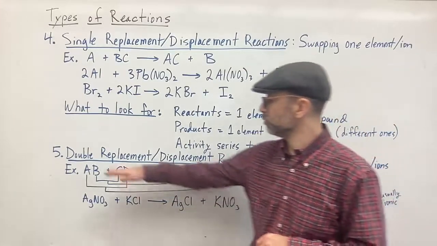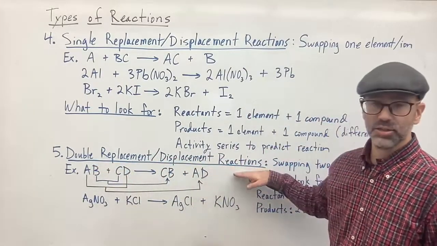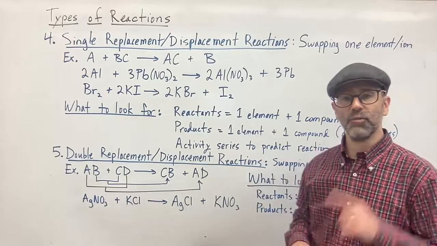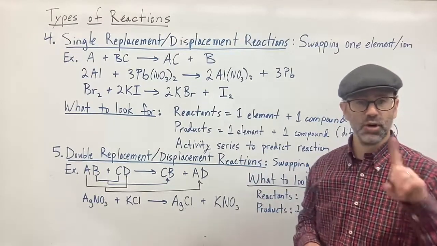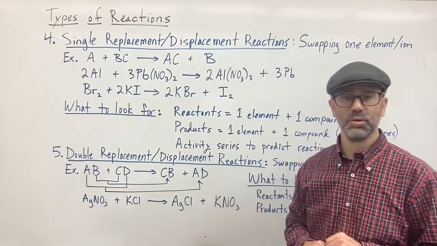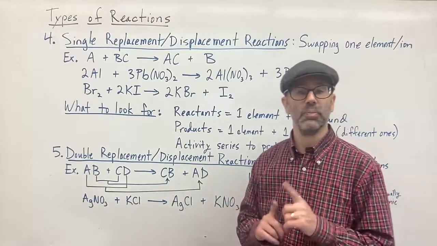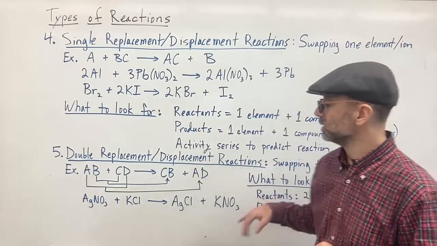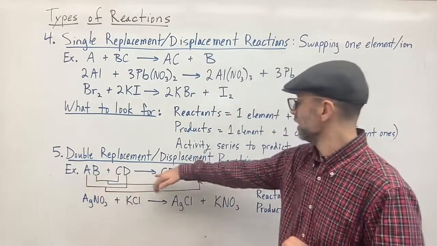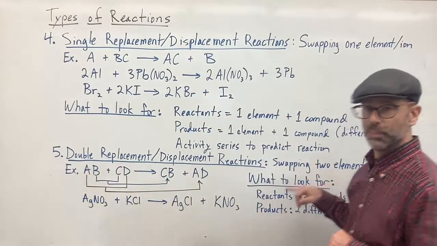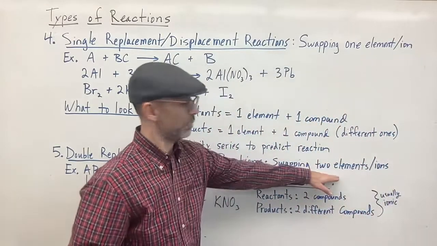Finally, the double replacement or displacement reaction. This is where you don't have one species being replaced. You don't have one ion or atom being replaced in a compound. They're both being replaced. And so in this case, you need the swapping of two elements or ions.